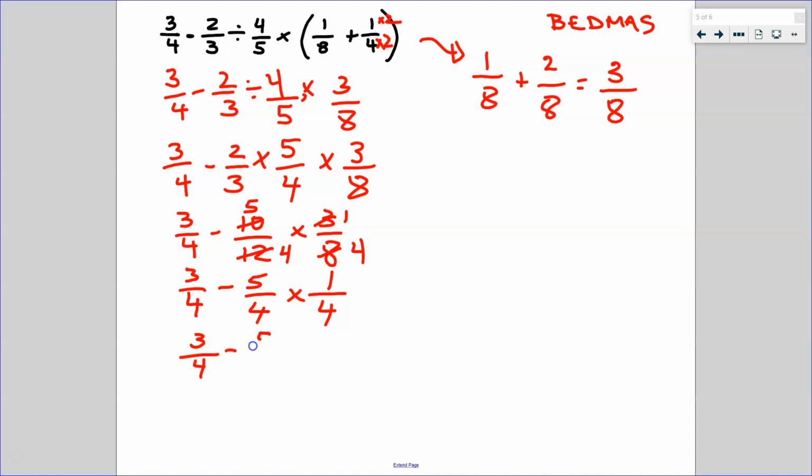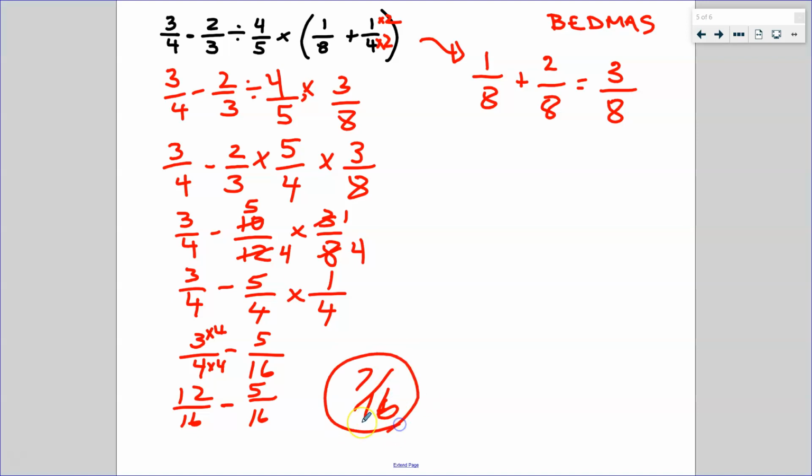5 times 1 is 5. 4 times 4 is 16. Now we're back to needing a common denominator. Fortunately, this one's pretty easy to see that 16 will be the common denominator. Okay, so in order to get to 16, I got to multiply by 4, top and bottom. And that'll give me 12 over 16 minus 5 over 16, which gives me my answer of 7/16.